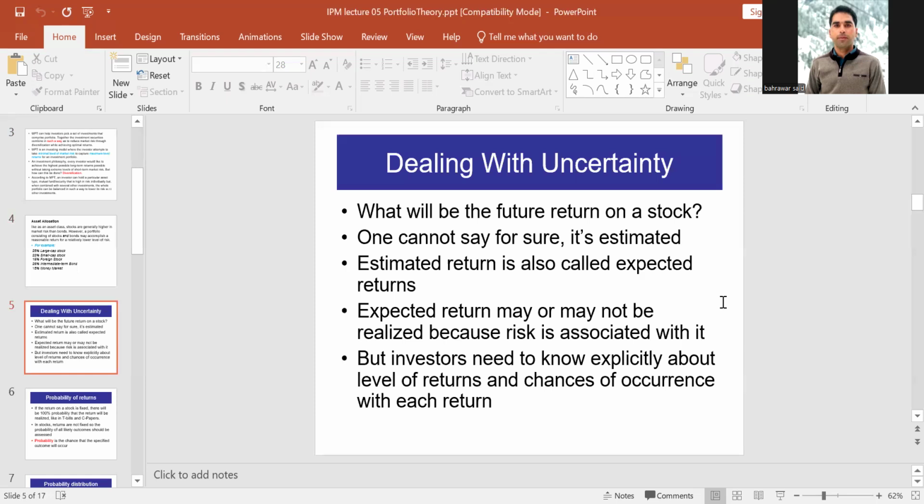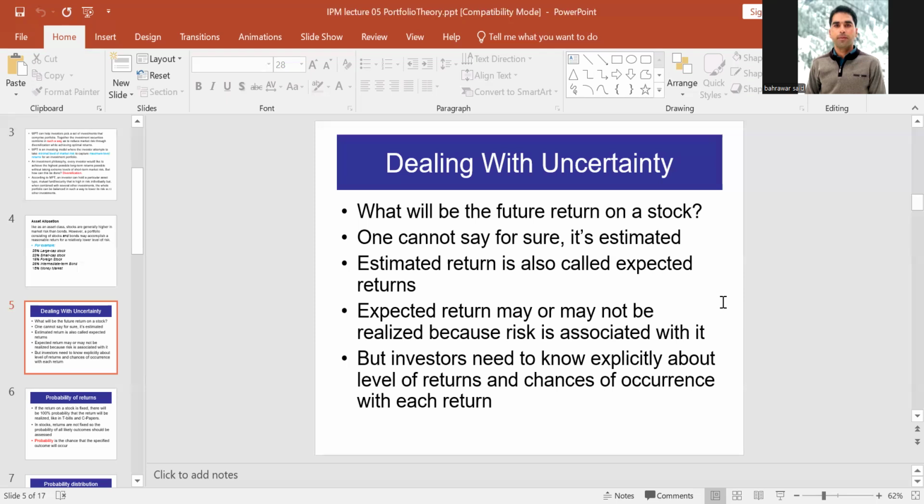How do we deal with the uncertainty or the risk involved in our investment or in the portfolio? We cannot know the exact future return on a stock. We can only estimate expected return using probability. So probabilities are the main weapons we can use. Expected return may not equal our actual return because of the risk involved. So let me explain the expected return phenomenon as well as the realized or actual return.